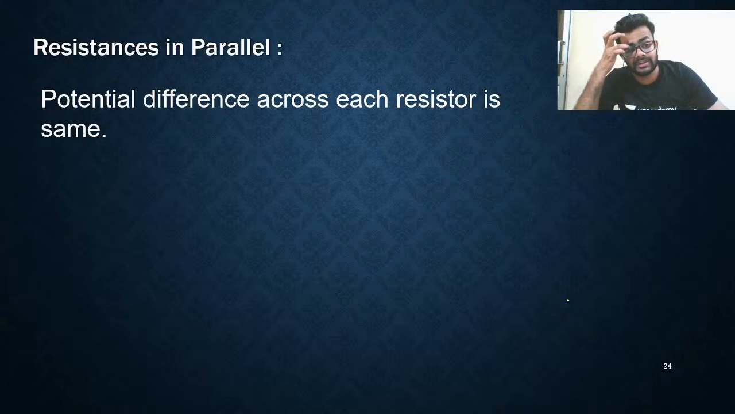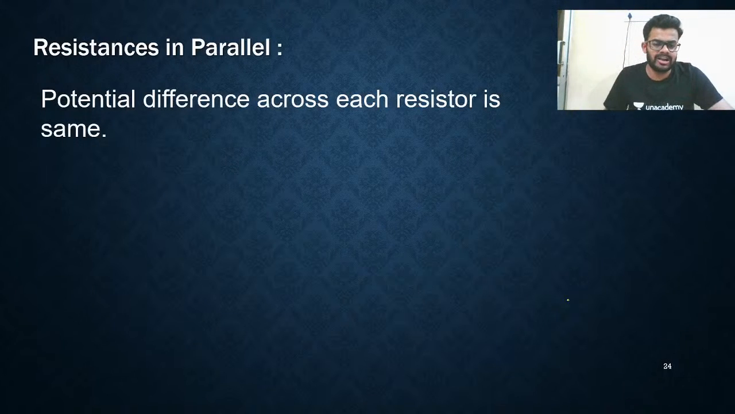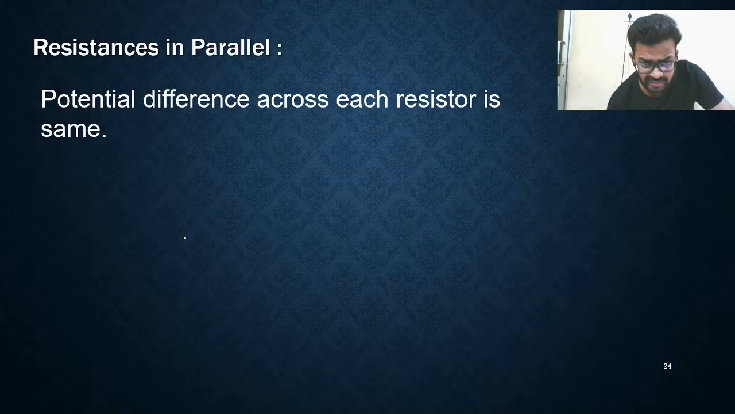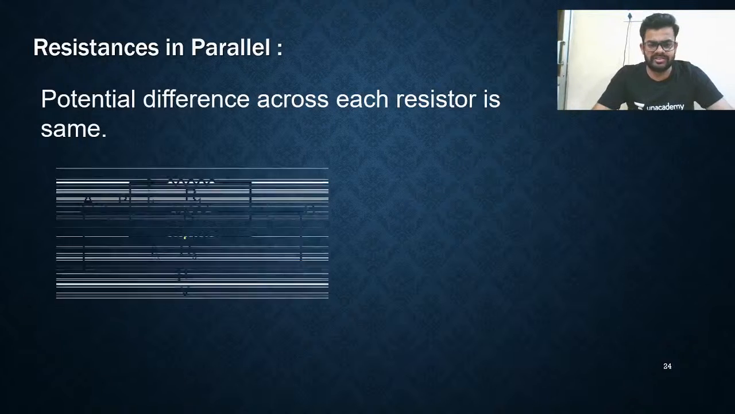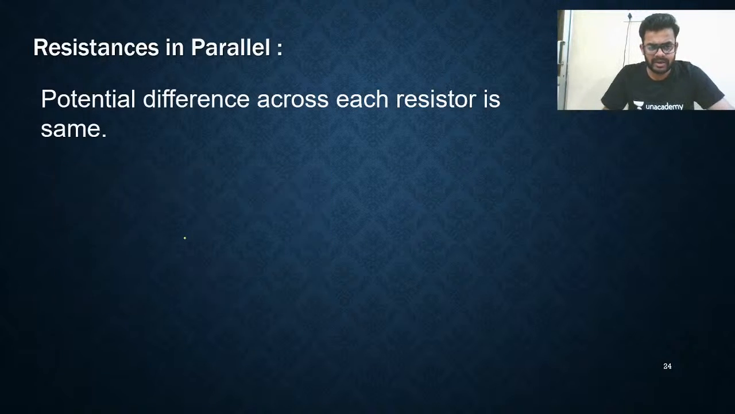Resistance in parallel circuit. Resistance in parallel means the resistances are connected in a circuit in such a way that the potential difference across each resistance is the same. Then it is called parallel resistance. So you can see it will be like this. Let's say this is terminal A, this is terminal B.